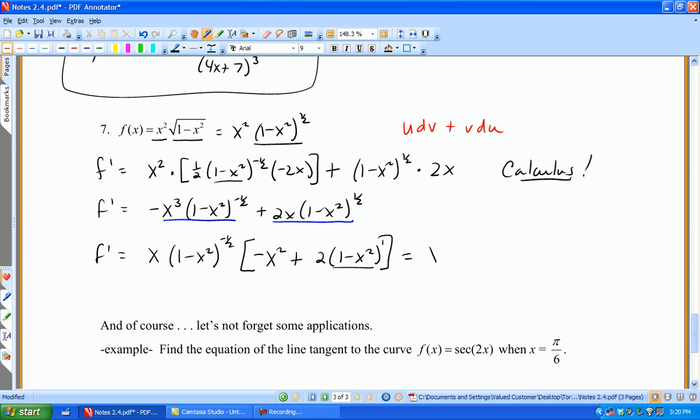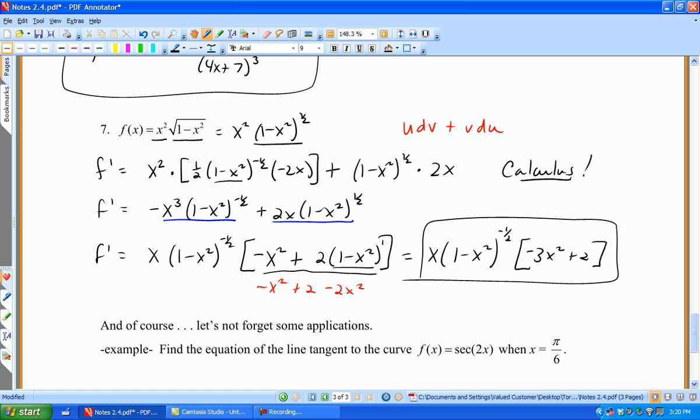Okay, finally, I'm going to simplify what's inside that bracket. So I have x times 1 minus x squared to the negative 1/2 times, okay, let me clean up that negative 1/2. That's a little bit messy. Negative 1/2. Okay, if I simplify this, I've got a negative x squared plus a 2 minus a 2x squared. So if I simplify, I think I get negative 3x squared plus 2. Hopefully I haven't made any silly arithmetic mistakes here. All right, that is chain rule along with product rule.